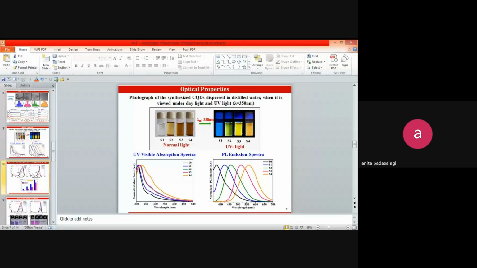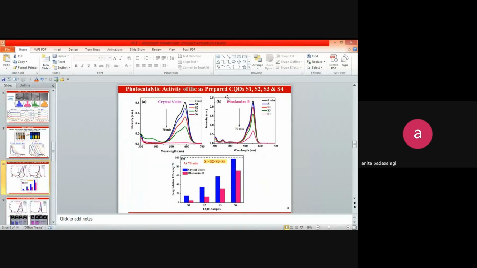Now we have to look at the photocatalytic activity of the prepared materials. The photocatalytic activity of these carbon quantum dots S1, S2, S3, S4 is studied by using two dyes, crystal violet and rhodamine B. They are mutagenic and carcinogenic in nature, and they cause serious issues to human life as well as to the environment. So the degradation of such dyes is very important to sustain the environment.